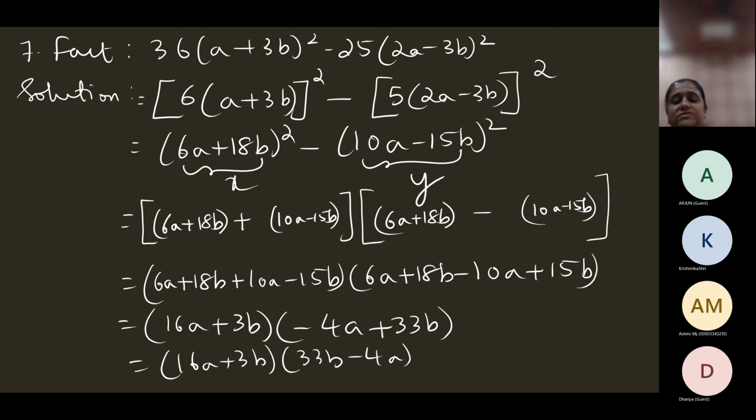Please take down, children. Please ask me if you have any questions. The identity is x square minus y square is equal to x plus y into x minus y.